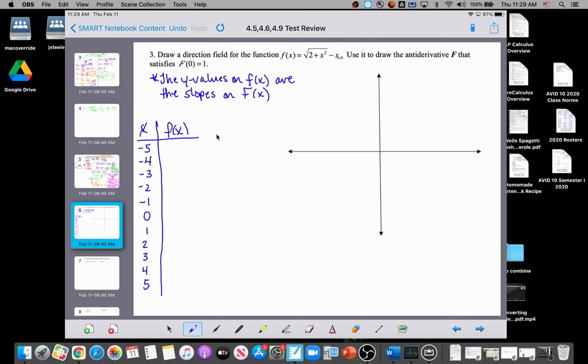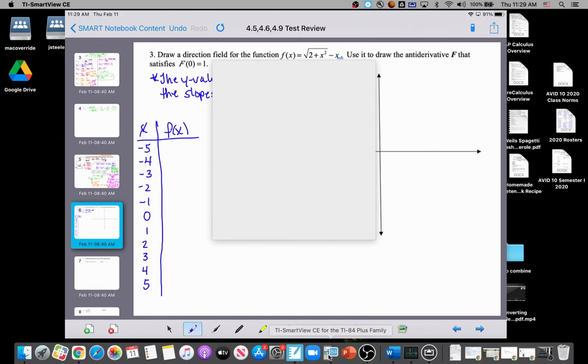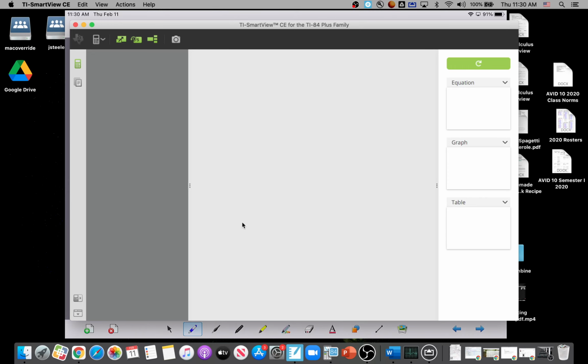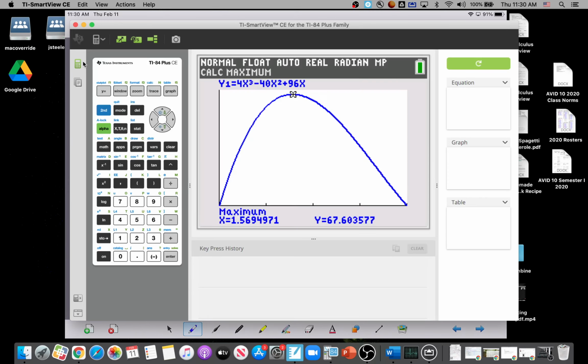This would be a really great time to use the table feature of your graphing calculator, because then all you have to do is type the function in once, type in all of these x values, and it will calculate all your y values for you. So I'm going to show you exactly how to do this. We've done this before, but it's just been a while. It's good to keep these things fresh, because this is a skill that you might want to use on the AP test.